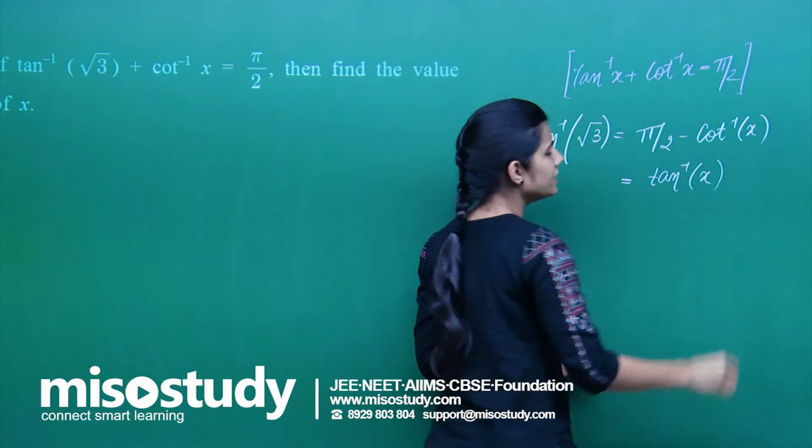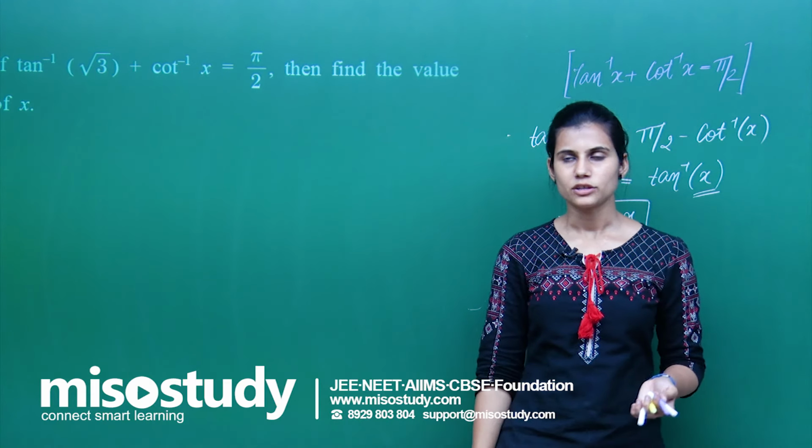Now obviously pi by 2 minus cot inverse x is tan inverse x. Tan inverse is a 1-1 function. Tan inverse of this is equal to tan inverse of this, which implies root 3 is equal to x, and thus the value of x is clearly root 3 because tan inverse is a 1-1 function.